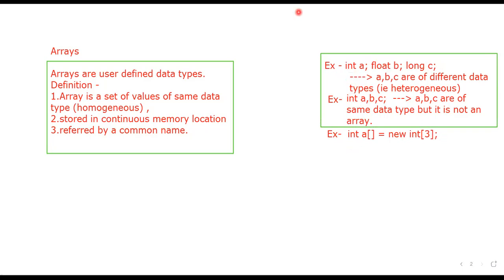But here, this is an array. This is an example of an array. Now the thing is, how do you find that it is an array?